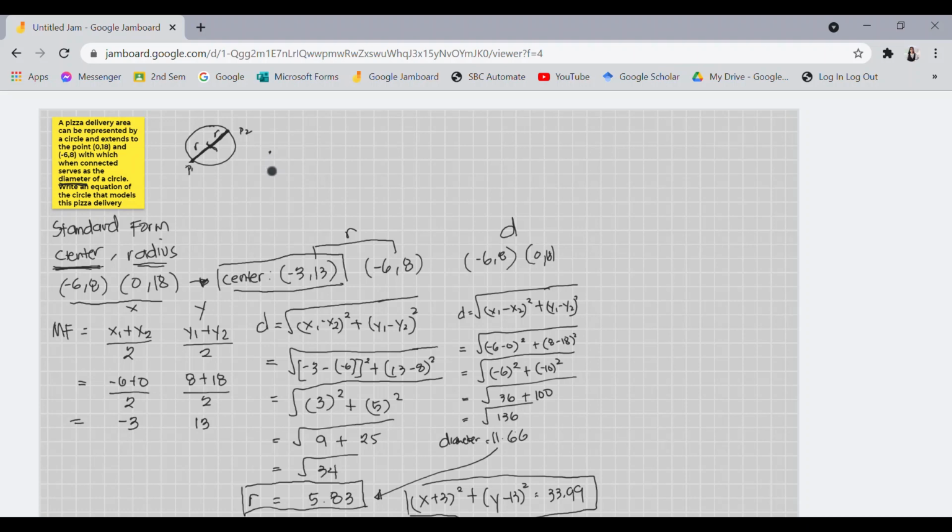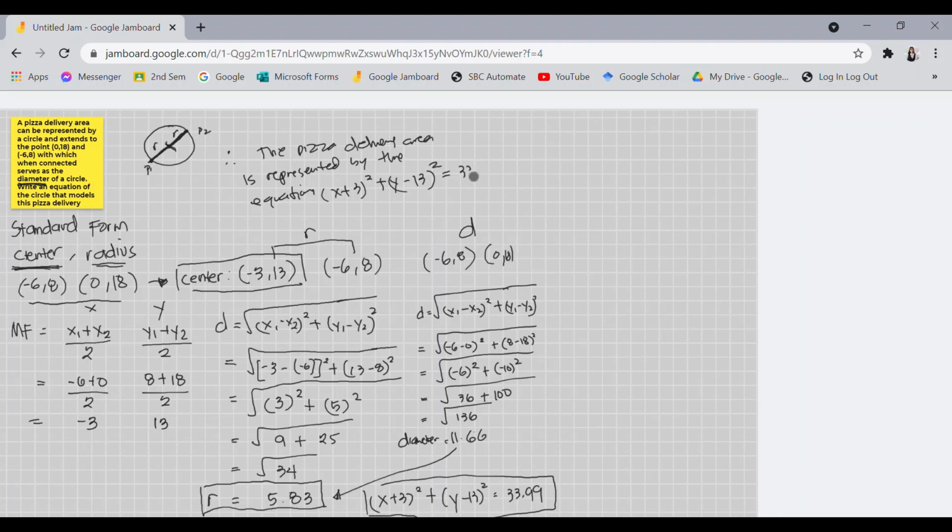Okay, so to answer the problem, the pizza delivery area is represented by the equation x plus 3 quantity squared plus y, tama. X plus 3 quantity squared plus y minus 13 quantity squared is equal to 33.99. That is your final answer.